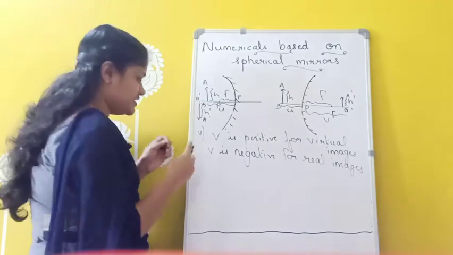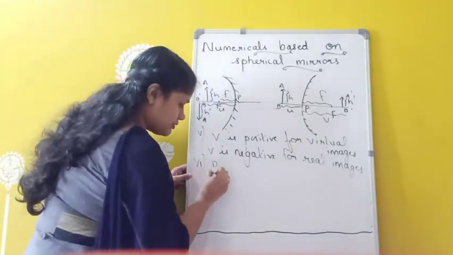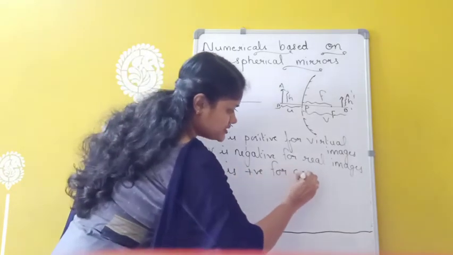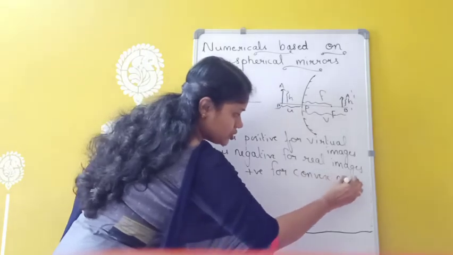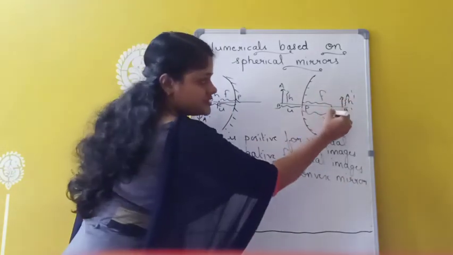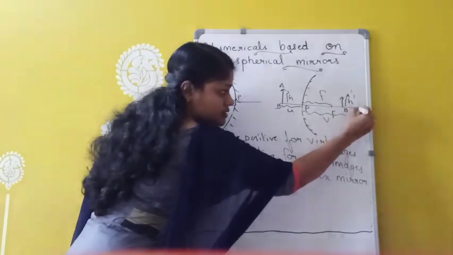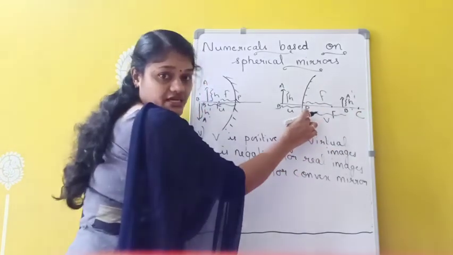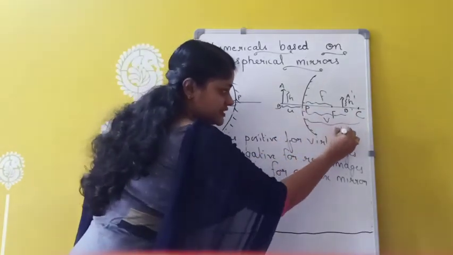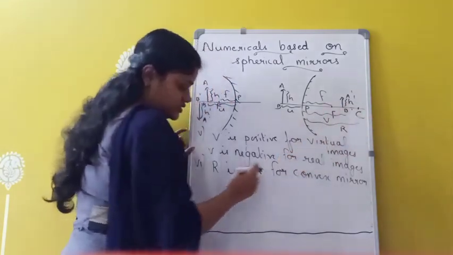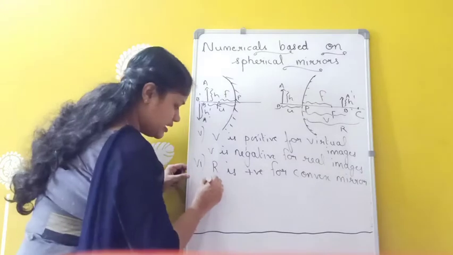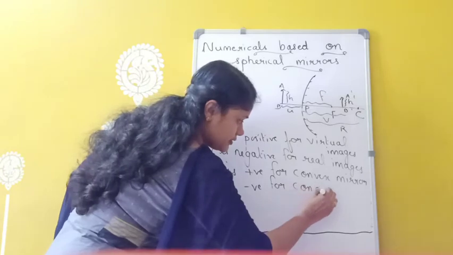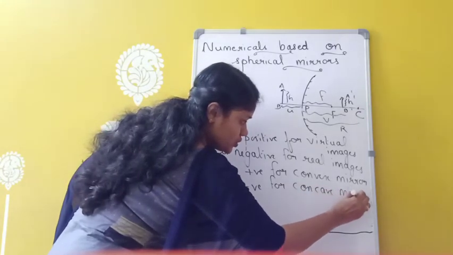Then radius of curvature, R. R is positive for convex mirror, because the center of curvature is coming here on the right hand side. So the distance from center of curvature to pole is considered as radius of curvature. This much is radius of curvature, and this is measured towards the right hand side. So R is positive for convex mirror, but R is negative for concave mirror.